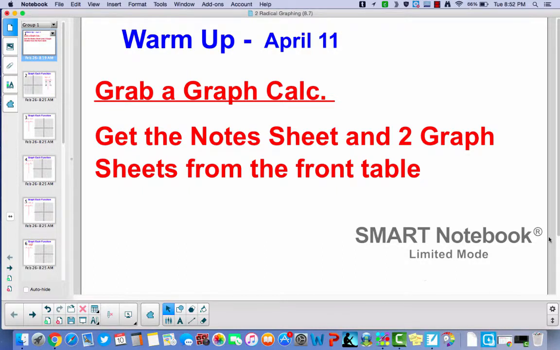I know there's this watermark here and it's going to be kind of annoying, but I don't have a way to get rid of it right now, so we're just going to have to deal with it.